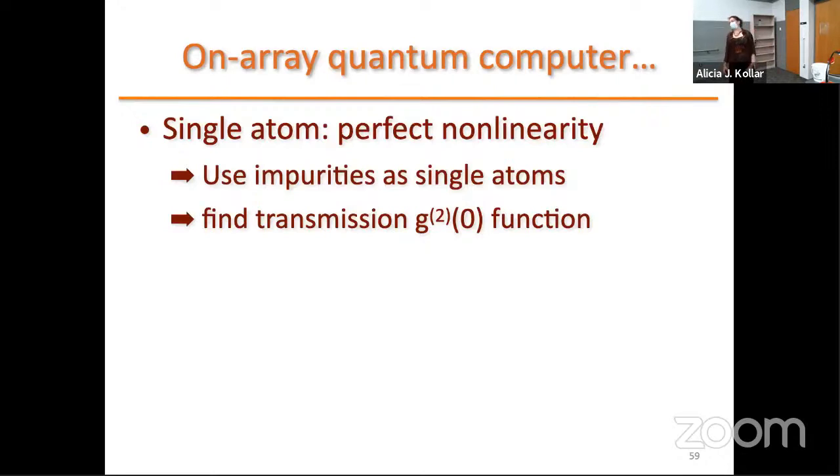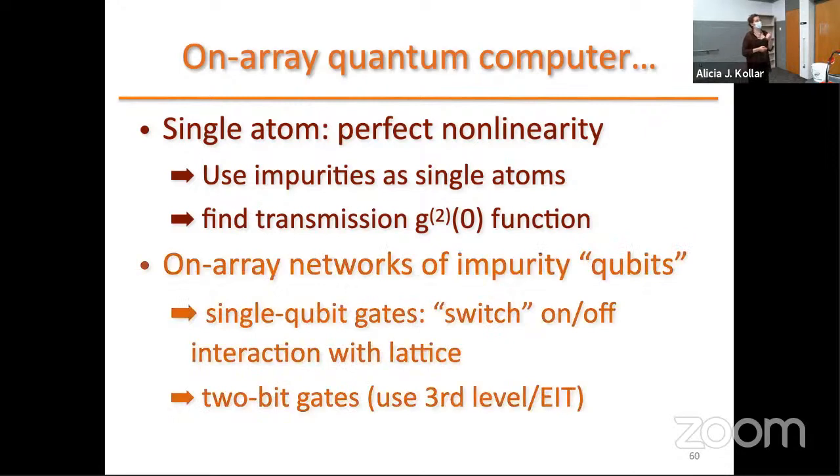So then the next thing is, can we make an on-array quantum computer? That's of course a big step further. First of all, we have to look closer into whether these single impurities are actually good nonlinearities. In particular, we have to look at the g2(0) function, which is happening right now. We have done this a little bit out of order. What we have done is the lower half in orange. We have looked at how one can use one, two or more atoms to do single and two qubit gates. That doesn't work in the setup that I've shown you, but if you go to three-level atoms, it's actually pretty easy.